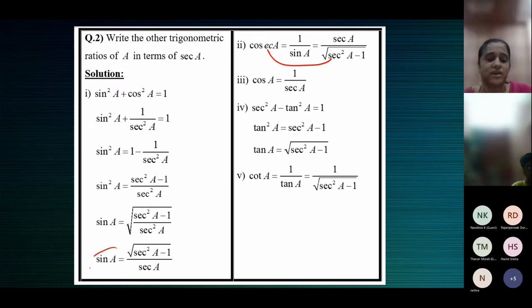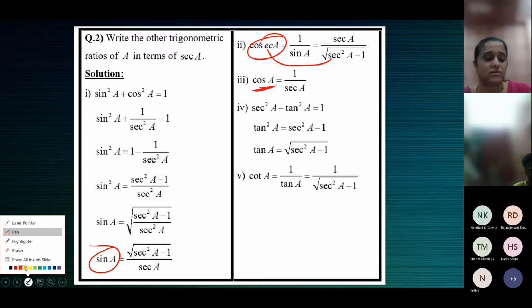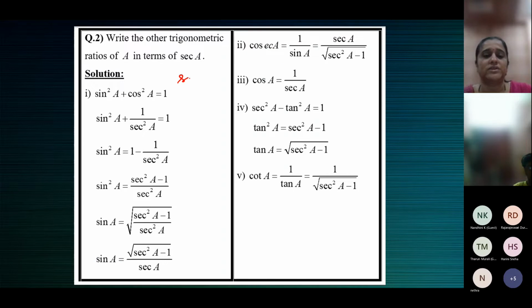So we finished sine and cosecant. Cos. Cos is equal to 1 by secant A. Cos in terms of secant. Cos A is 1 by secant A. So we have finished sine, we finished cosecant, and we finished cos.